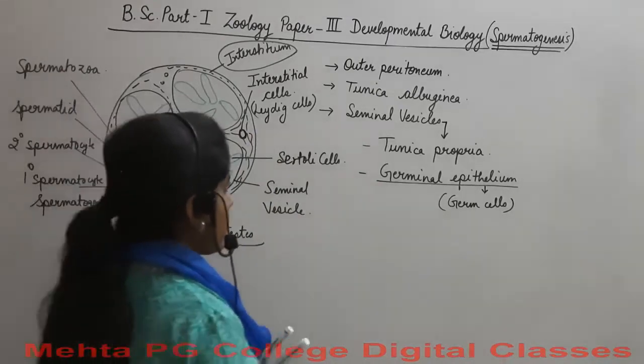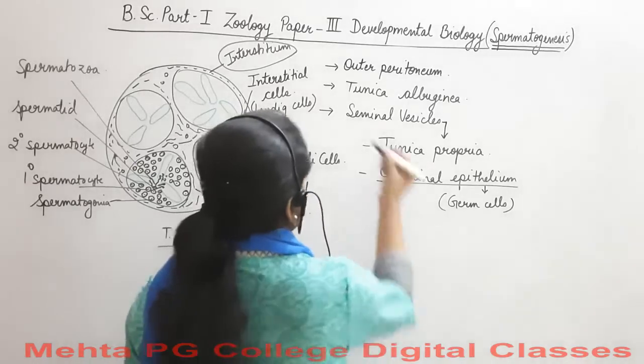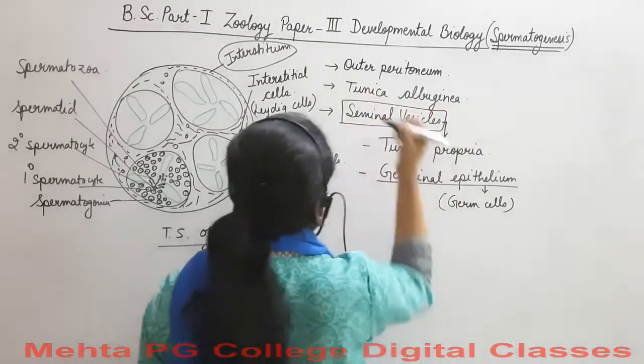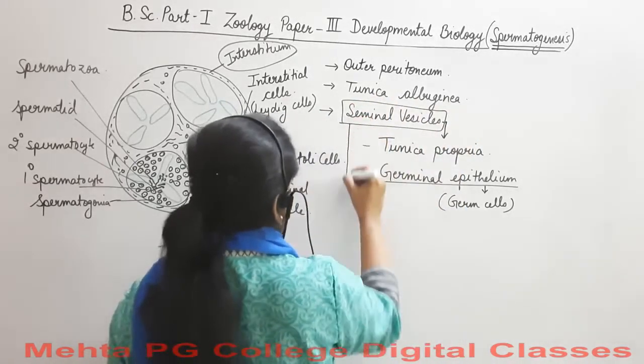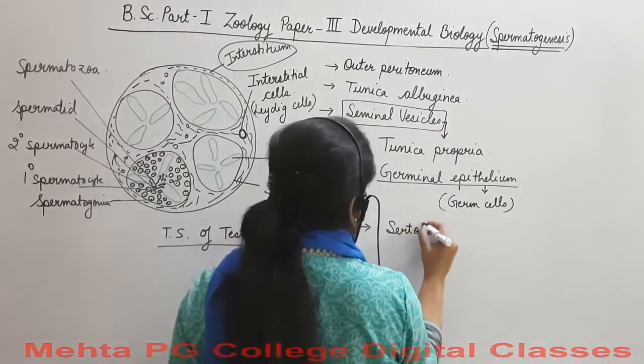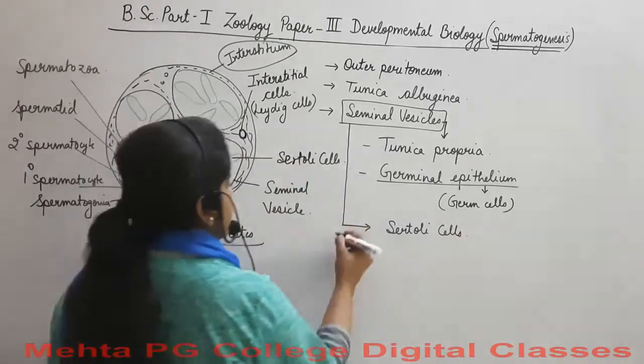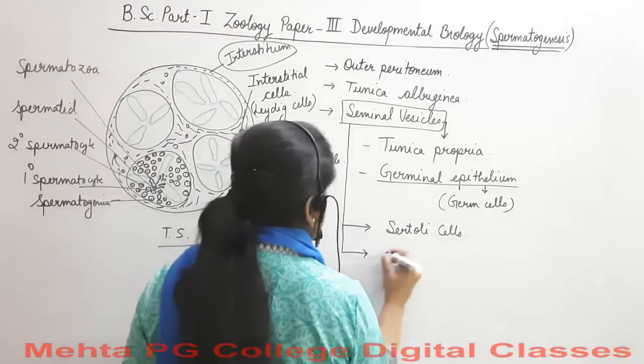Alright. So we are talking about seminal vesicles, and seminal vesicle structures have Sertoli cells, right? They also have germ cells.